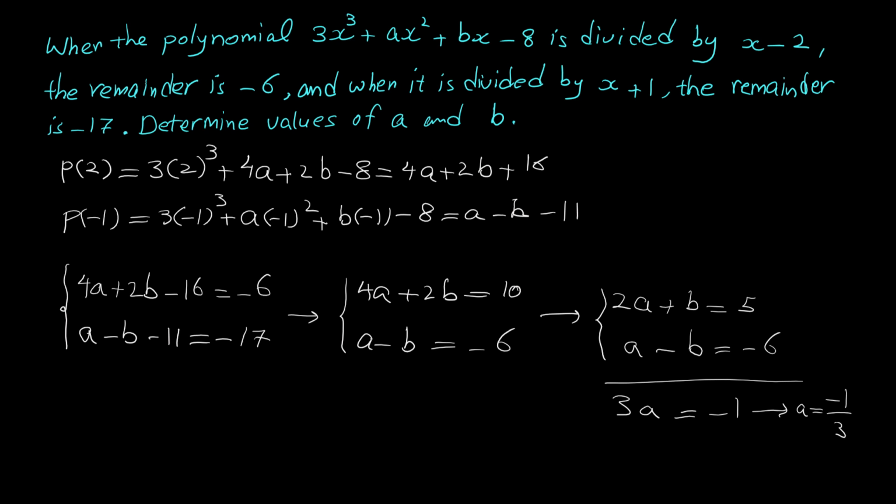Now that we have the value of a, we can find the value of b by substituting it into one of these equations. For example, if we substitute negative 1/3 in the second equation, then we have negative 1 over 3 minus b equals negative 6. If we multiply both sides by negative 1 to get rid of the negatives, then we have 1/3 plus b equals 6. From this, b equals 6 minus 1 over 3. With a common denominator, this is 18 over 3 minus 1 over 3, which equals 17 over 3.